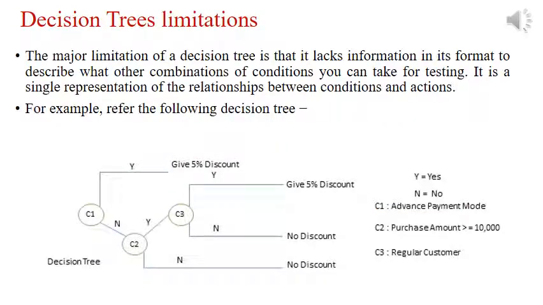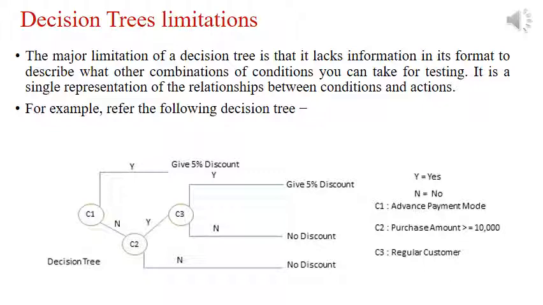Decision tree limitations. There are several limitations of decision trees as well. These limitations force us to use decision tables instead of decision trees. So decision tables are widely used instead of decision trees due to these limitations. The major limitation of a decision tree is that it lacks information in its format to describe what other combinations of conditions you can take for testing. It is a single representation of relationships between conditions and actions.